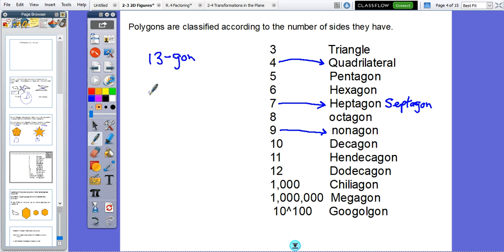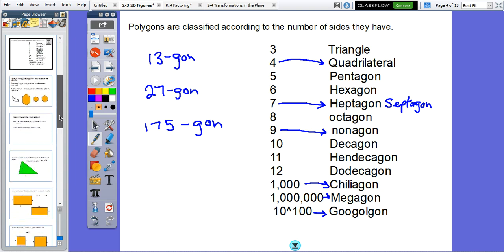If you're talking about a 27-sided figure, you call it a 27-gon. If you're talking about a 175-sided figure, it's called a 175-gon. So like I said, there are actual names. A 1,000-sided figure is called a chiliagon, a million-sided figure is called a megagon, and a 10 to the 100 power sided figure is called a googolgon. So there are names for these things.